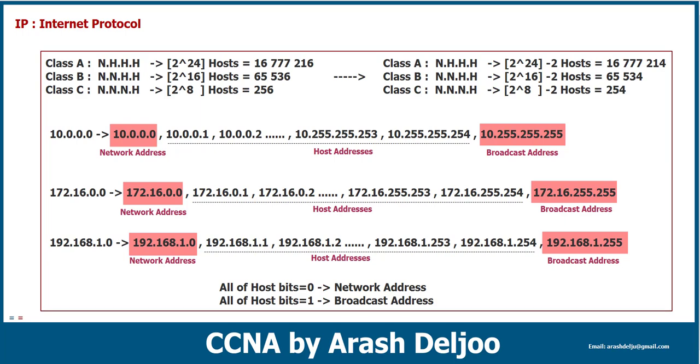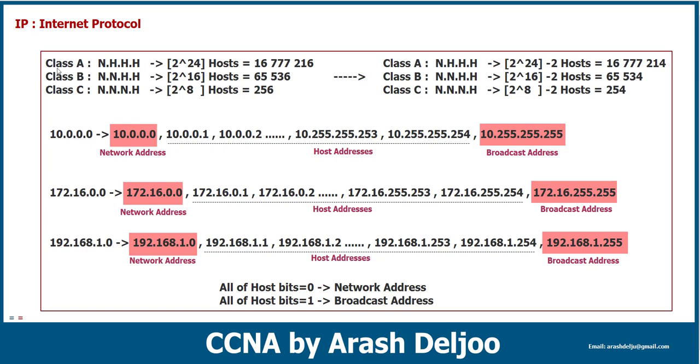IP addressing. In this video, again, I'm going to talk about the IP, but with more detail. Let me start by reviewing the IP address classes, class A, B, and C. You know that we are using class A, B, and C for unicast communication. Because of that, from this video, we will talk about only class A, B, and C.